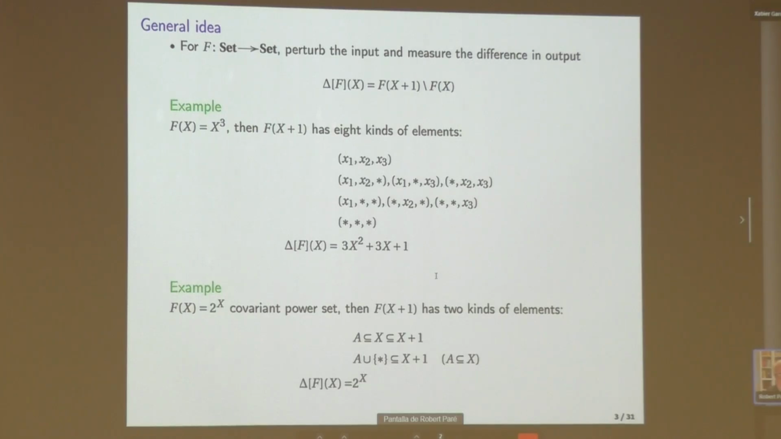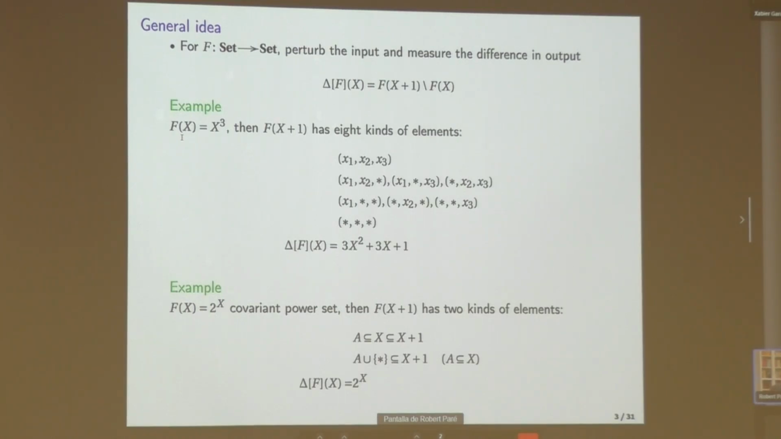So the general idea then is this: is to take a functor from sets to sets and look at what happens to it when you perturb the input. So you change the input a little bit. So the smallest I can do is add 1 to it, and then see what extra things I get. So here are two simple examples.